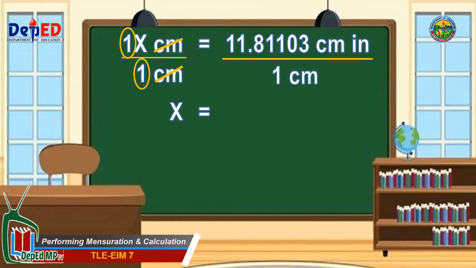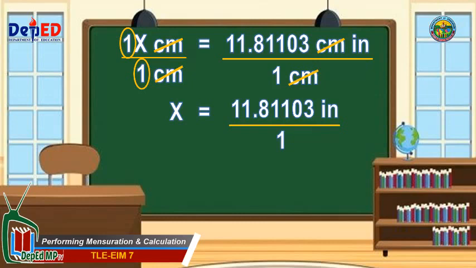11.81103 centimeters inches by 1 centimeter. And then we cancel similar units from the numerator and the denominator so that we have 11.81103 inches over 1 to be left. Now we divide so that x is equal to 11.81103 inches, as a result of dividing 11.81103 inches by 1.